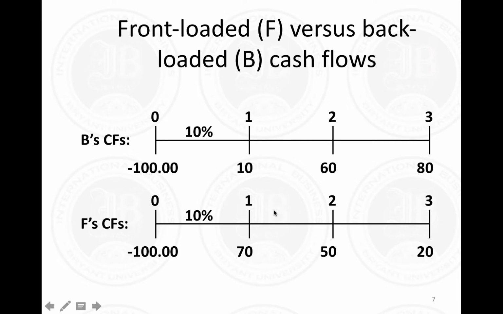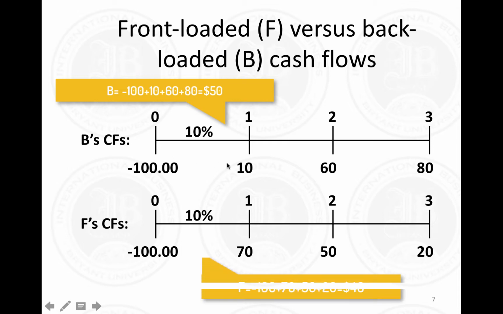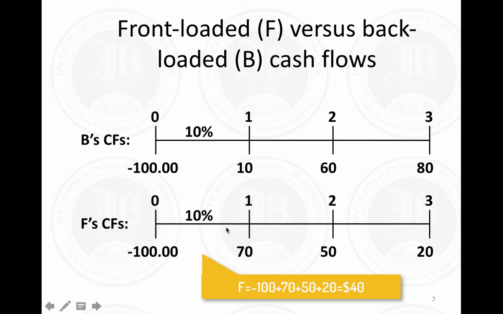Interestingly, if you look at these two projects and you calculate only the net value, not taking time value into consideration, you will see that 100 minus 150 here would be a $50 gain, compared to this one that is 100 minus 140, which would give us only $40 of gain. So without taking time value of money into consideration, project B seems to be better.